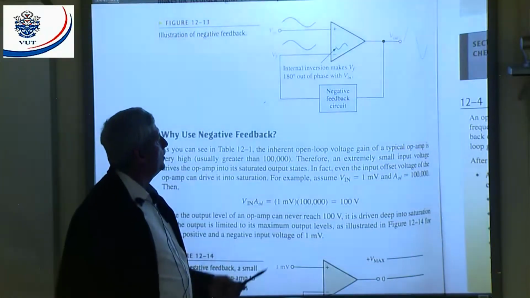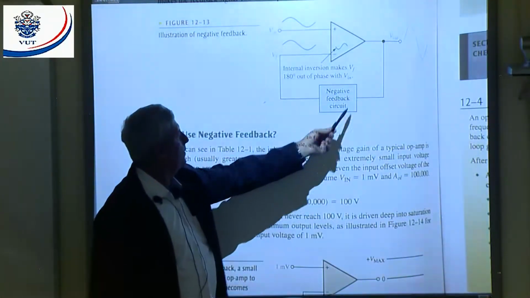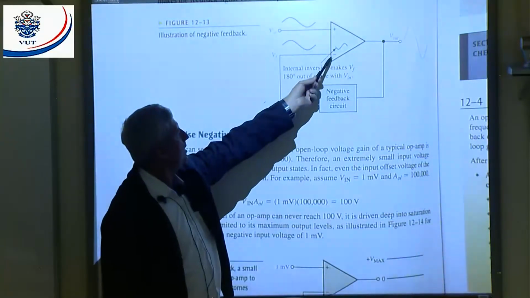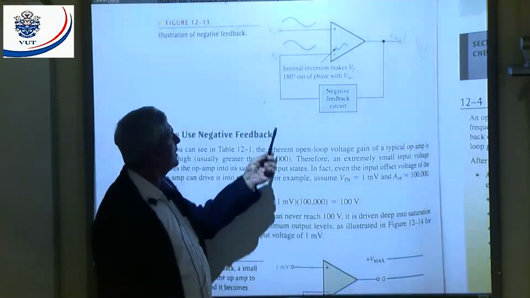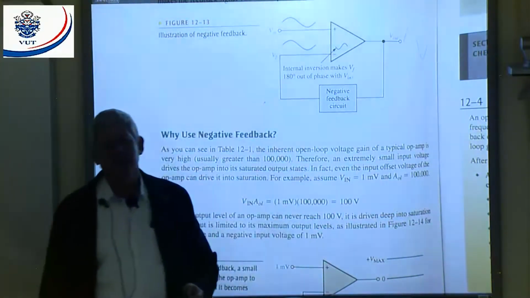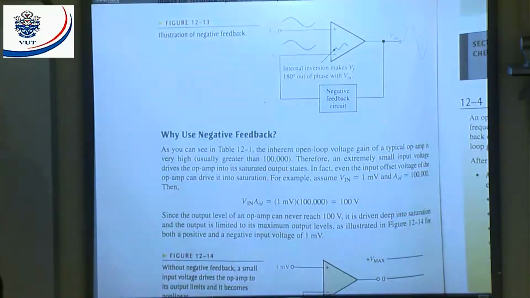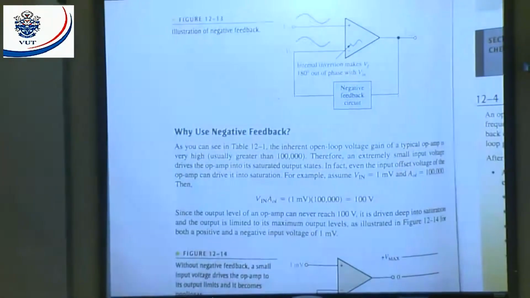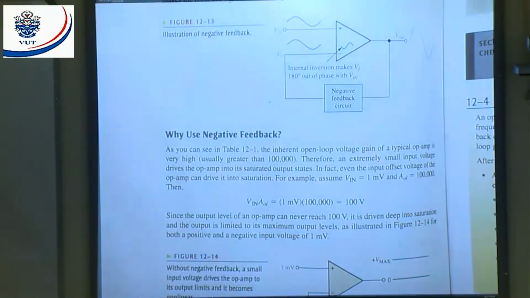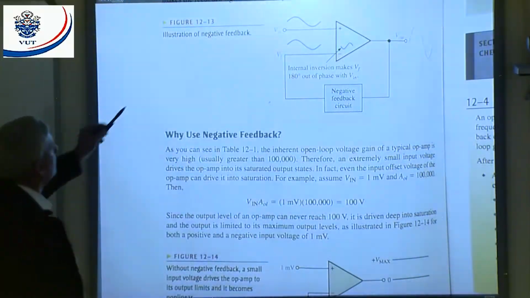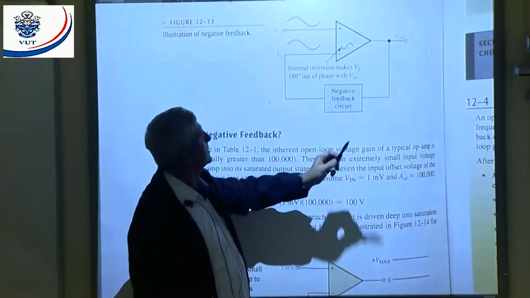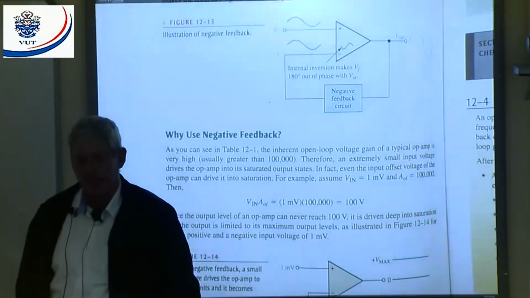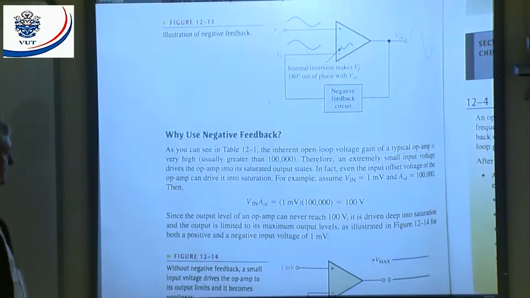Now, what do we do? We take from the output through a negative feedback circuit, which can be a resistor or anything like that, and we feed it back to my inverting input. Why to the inverting input? Because there's a 180 degrees phase shift between my output and my inverting input. If I look at my non-inverting input, there's not going to be any phase shift, so it's not going to be negative feedback. You can see here, my input and my output are in phase, but what I'm going to feed back is going to be 180 degrees out of phase. That's why it's negative feedback.